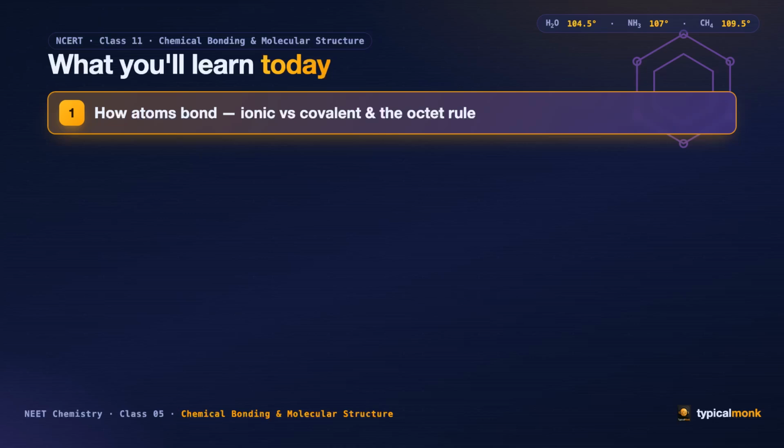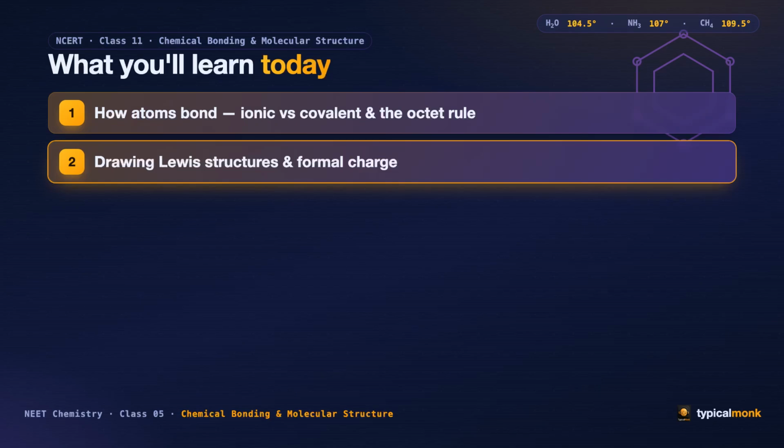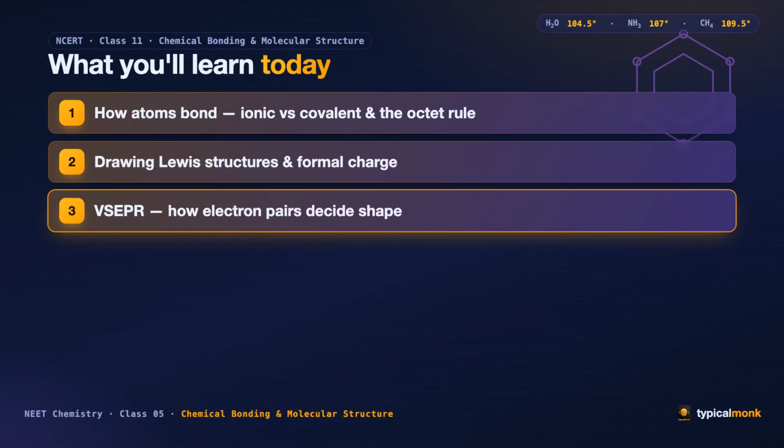So what will you carry home from today's class? First, how atoms bond at all, the difference between ionic and covalent bonding, and the octet rule that drives both. Second, how to draw Lewis structures, and how formal charge tells us which drawing is the best one. Third, the heart of the class, VSEPR, how repelling electron pairs quietly decide the shape of a molecule.